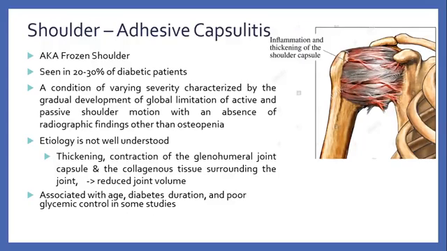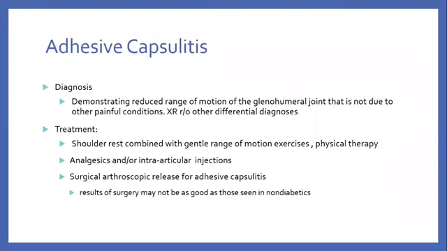There's thickening contraction of the glenohumeral joint capsule and the collagenous tissue surrounding the joint, which causes reduced joint volume. It is associated with age, diabetes duration, and poor glycemic control in some studies. And as you can see here, there is inflammation and thickening of the shoulder capsule. Adhesive capsulitis is typically diagnosed when the patient is demonstrating reduced range of motion of the glenohumeral joint that is not due to other painful conditions.